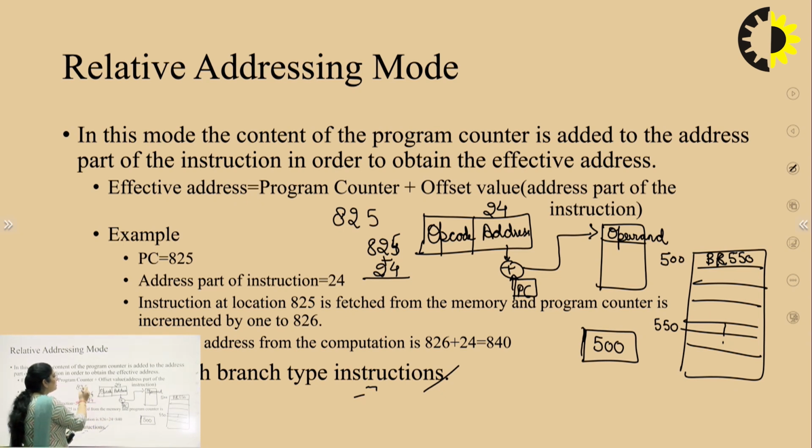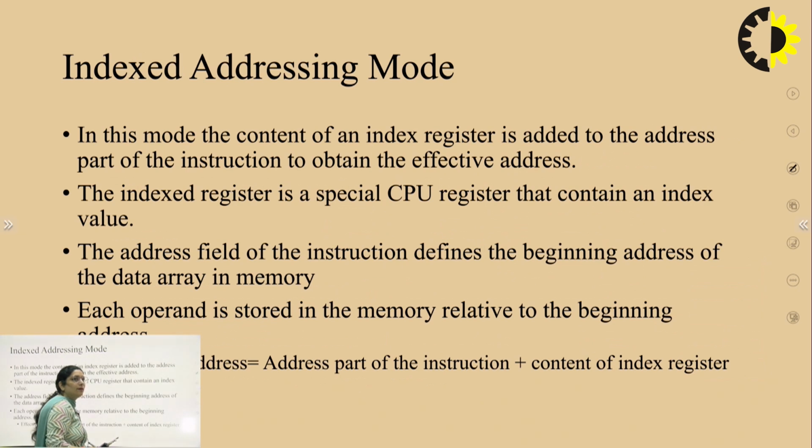826, why? Because 825 was the current value which was being executed. Next we will increment the program counter because it will always hold the address of the next instruction which is going to be executed. So first we will increment it to 826, then we will add the offset value to it, and it will give the address 840. Now we will go to location 840 and start executing from there. This is the relative addressing mode.